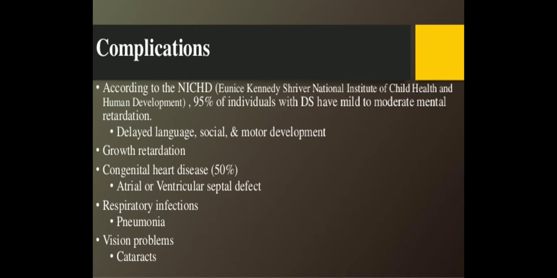According to the NICHD, that means National Institute of Child Health and Human Development, 95% of individuals with Down syndrome will have mild to moderate mental retardation. The IQ will be sub-average level, with delayed language, social and motor development. There will be growth retardation. There is a 50% chance of congenital heart disease, especially atrial or ventricular septal defect. There will be respiratory infections like pneumonia and vision problems like cataract. So mainly the complication is delayed development, maybe in cognitive or physical aspect.